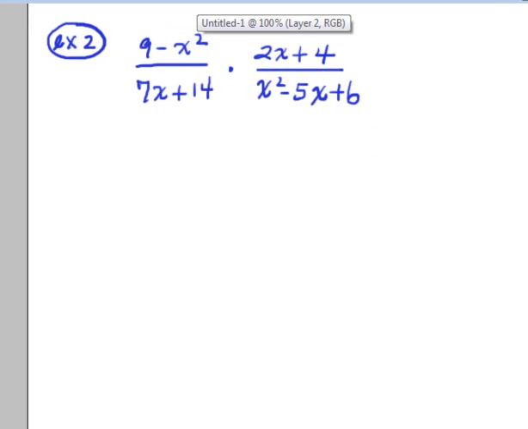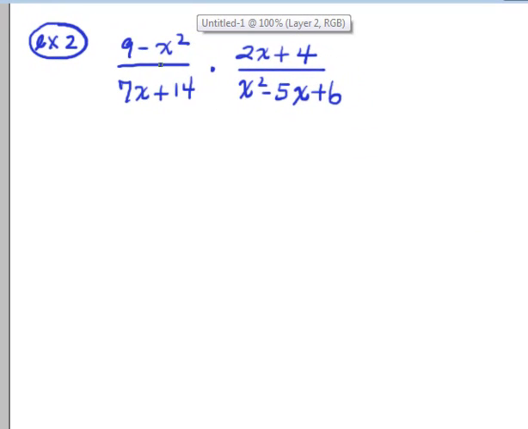In the second example, we're going to multiply these two rational expressions. We're going to first factor and cancel what we can. So first we'll factor 9 minus x squared. So that's 3 minus x times 3 plus x.